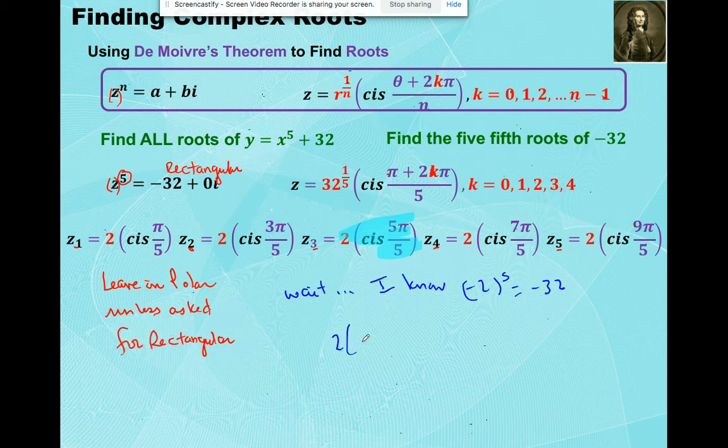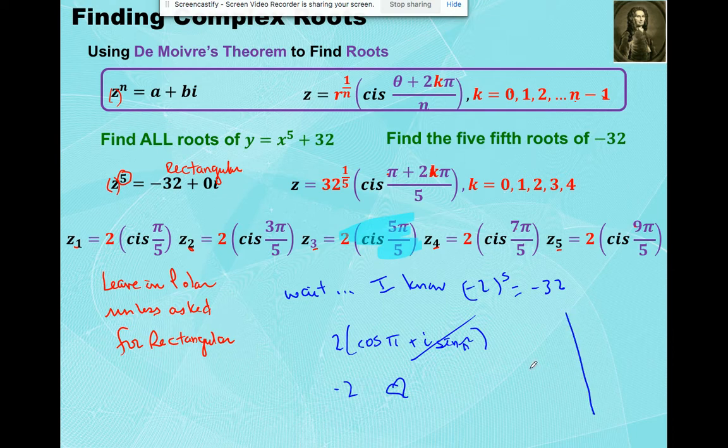That's 2 cosine pi plus i sine pi. But sine of pi goes to 0. 0 times i is 0. Cosine of pi is -1. -1 times 2 is -2. Woot, woot.